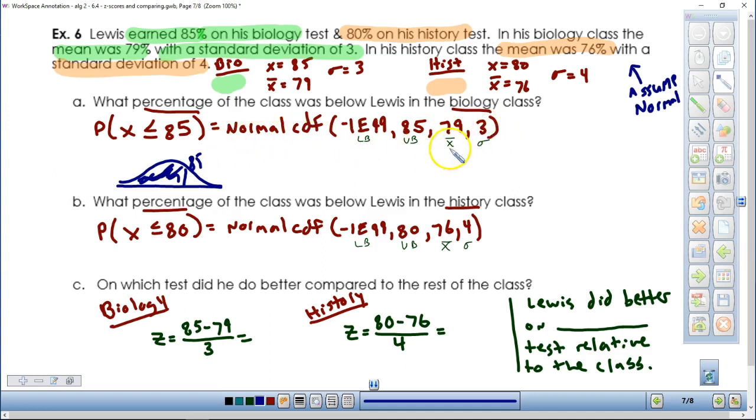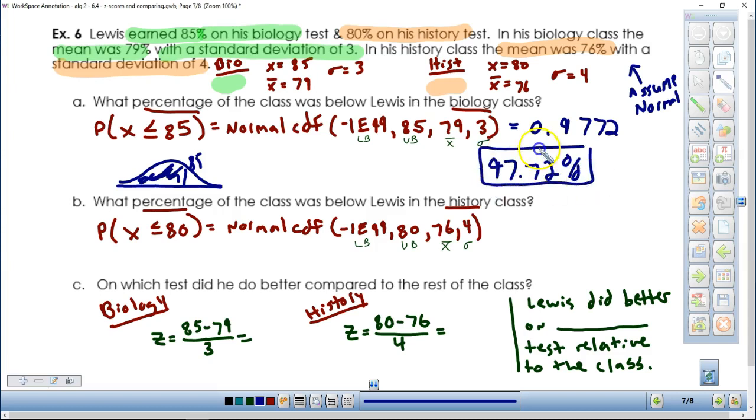So after putting this in our calculator, we find that he did quite well relative to the class. He did better than 0.9772 of his classmates, which is 97.72%. And as for percents, we should convert our answer to a percent. We also want to know, well, what percentage of the class was below Lewis in history? We're going to do the same process, right?